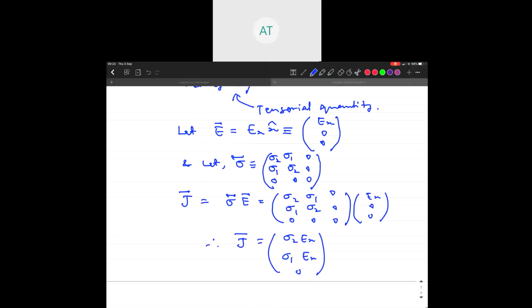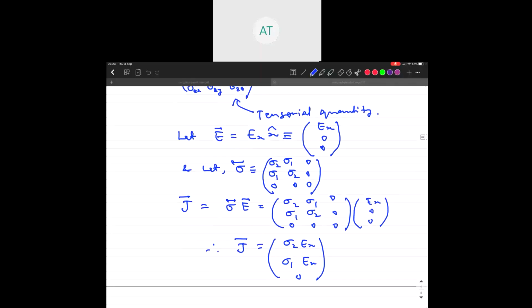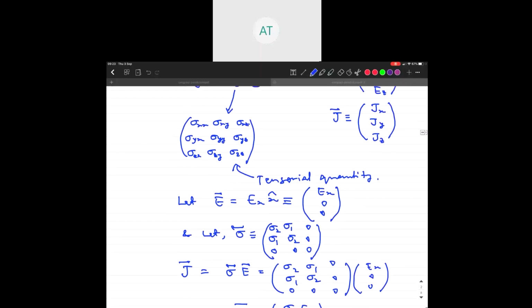So therefore you can see that although the electric field was acting only along the x direction, current can actually flow along both x and y direction. So these are very much realistic scenarios which occur in daily life, and therefore we need to be able to handle tensors. So in this case, this is a second rank tensor. This one is an example of a second rank tensor.